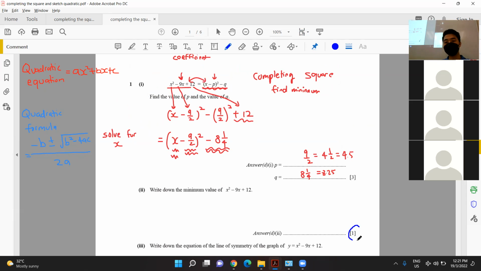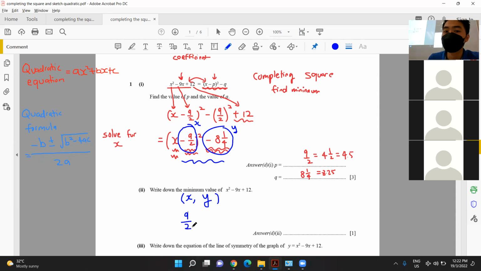You would notice that it is only a 1-mark question. It's because all we have to do is to extract the answer from our previous answer here. The minimum point is supposed to be in coordinates x and y, and it actually can be extracted from here. This will be your x value, and this will be your y value here. The only trick is the x value, because it's in a bracket, you have to invert it. Negative 9 over 2 will become positive 9 over 2.